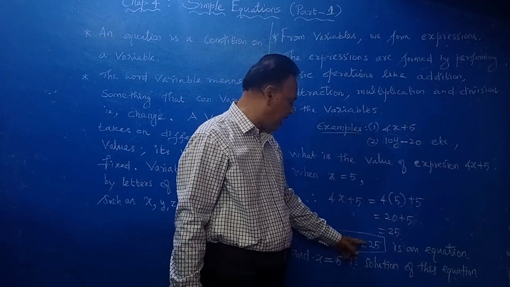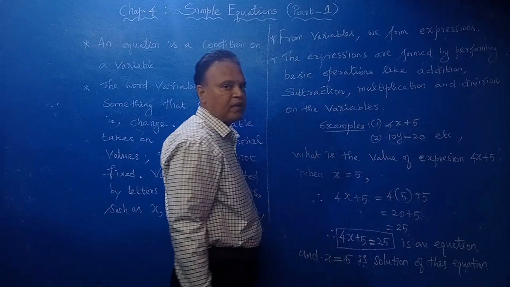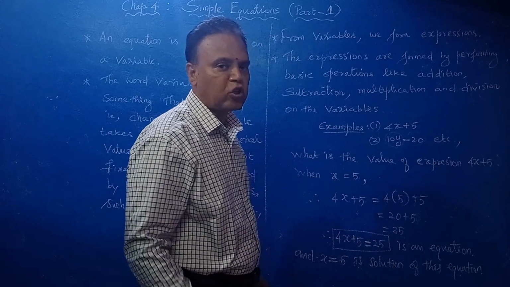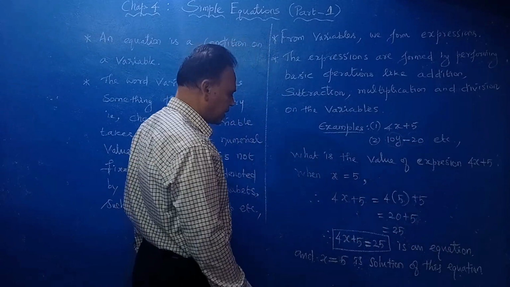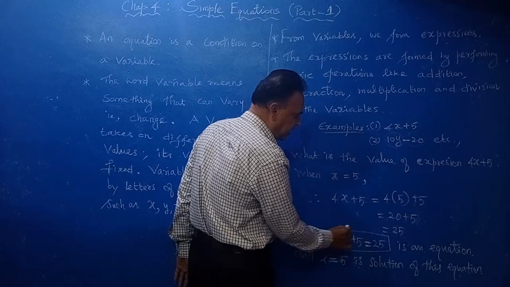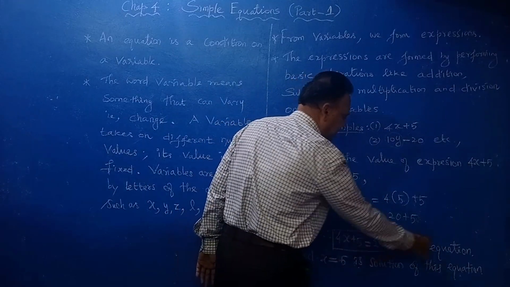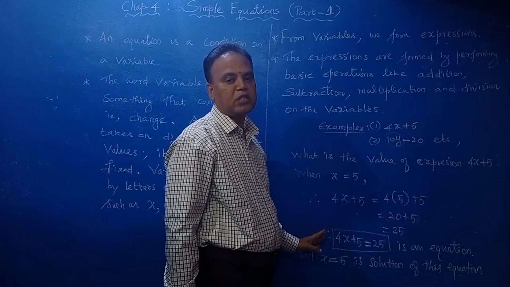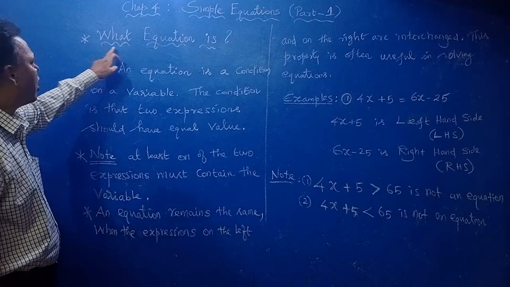An equation means you should have the equal to symbol. This is the left hand side, this is the right hand side, and in the center you have the equal symbol. Both sides should always be satisfied, depending on the value of x. Now, x equal to 5 is a solution of this equation. If you put 5, it will be correctly satisfied: 5 you put, 20, 20 plus 5, 25. Left hand side 25 equals right hand side 25. So it is called an equation, and this is called a simple equation. Now we will see what an equation is.